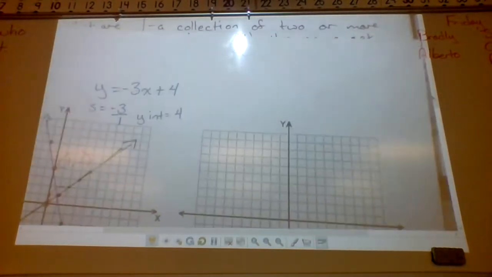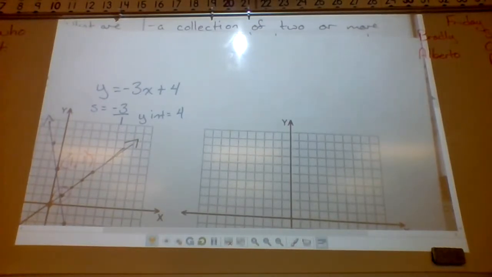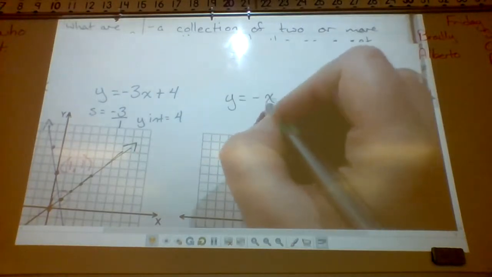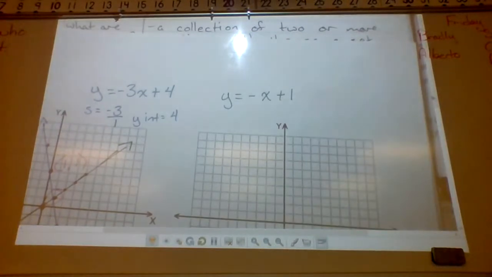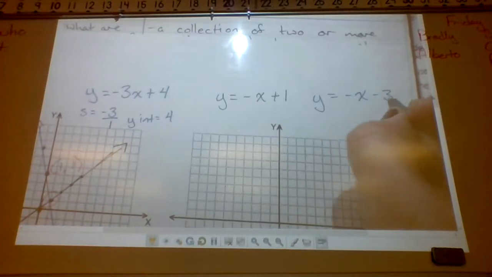Okay. Let's see here. Which other one do I want to do? I have to think of one that will actually work out the way I need it to. Okay, that's a good one. Let's do another one. We're going to solve the system of equations with y equals -x plus 1, and the second one is y equals -x minus 3.